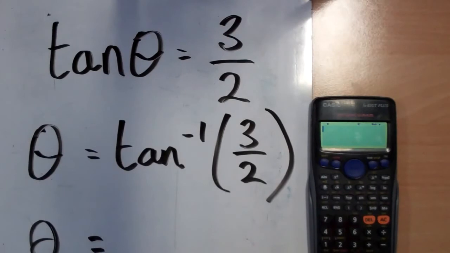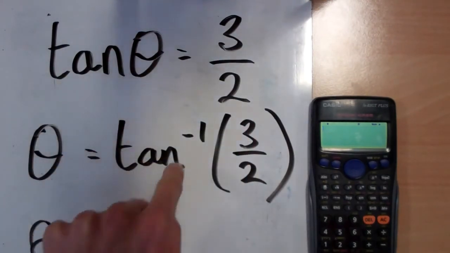Welcome to this really short video on how to use your scientific calculator to do calculations involving inverse sin, cos and tan. What we're going to do is take it from the first example on the using tan to find angles video. We had this stage here with tan theta equals 3 over 2. So therefore theta equals inverse tan 3 over 2.